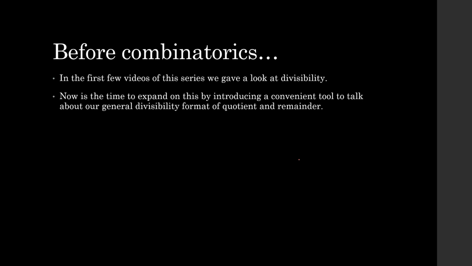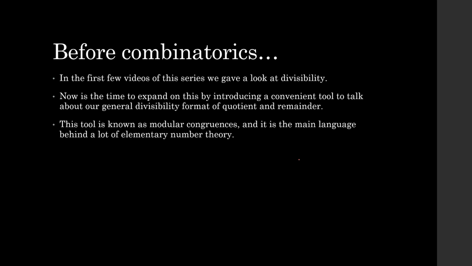So what we're going to do is expand on this by introducing a convenient tool to talk about general divisibility in the format of quotient and remainder. We already looked at the quotient and remainders of division. Now we're going to introduce ways to talk about this by using a really nice notational tool called modular congruences. It's really a language more than anything, and it's the main language behind a lot of elementary number theory, so it's a good idea to have a good grasp on it before we go further.